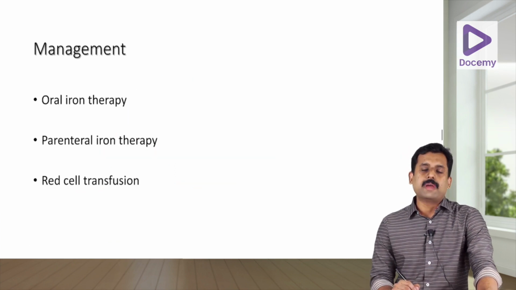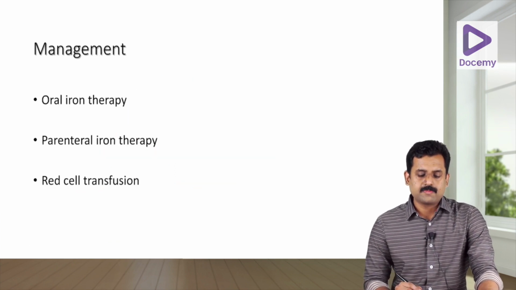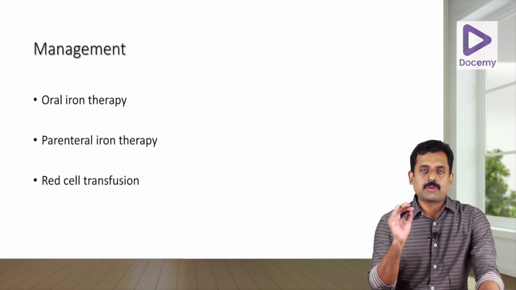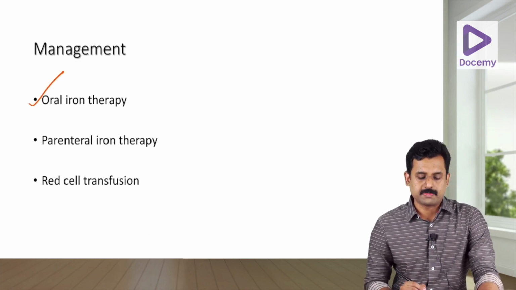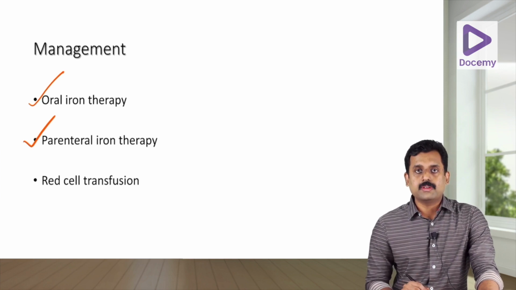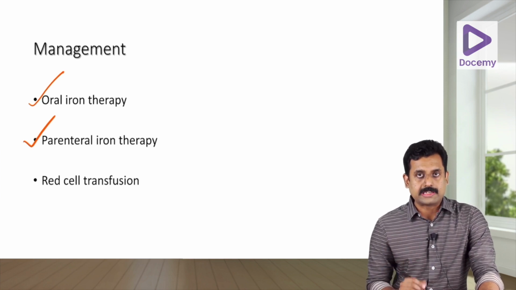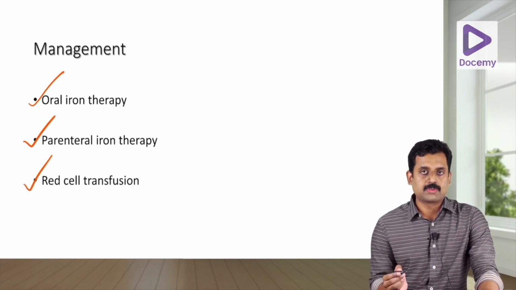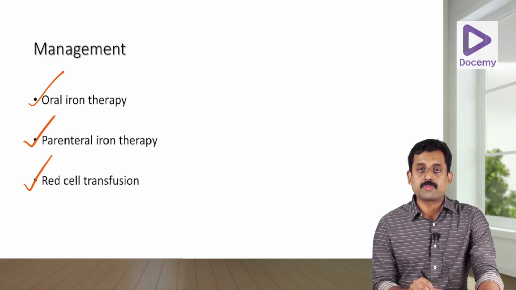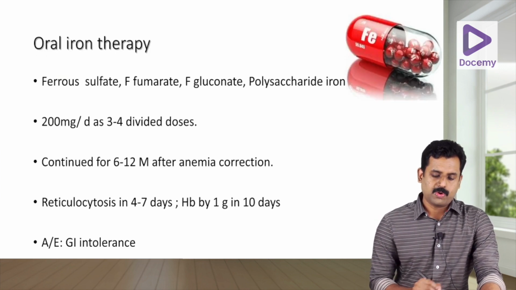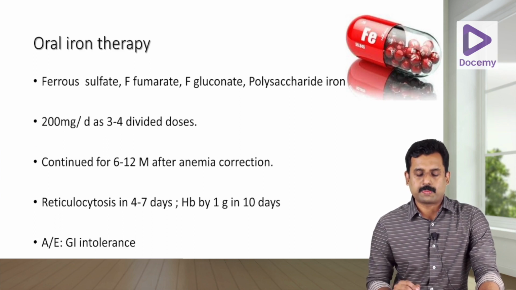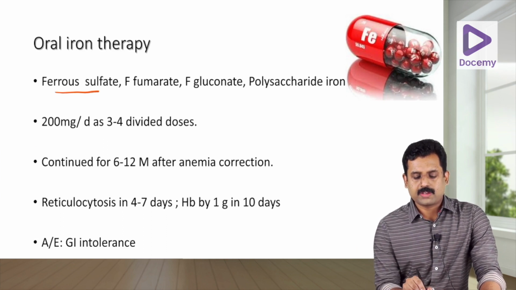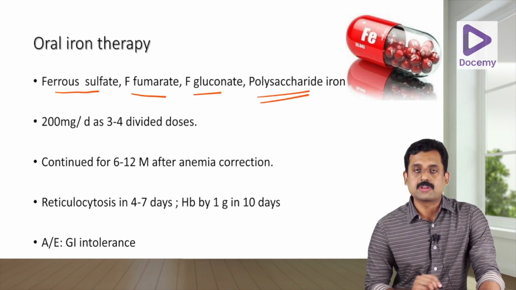Okay. Now, the management of iron deficiency anemia, this is a short note actually. There you have got three options. First is oral iron therapy, which is the most preferred method. Parenteral iron therapy or IV iron, which has got certain indications. And the last one, during the emergency phase, you can go for a red cell transfusion. So, more about oral iron therapy, you have got multiple preparations. You have got ferrous sulfate, ferrous fumarate, ferrous gluconate, and as well as these recent ones, polysaccharide iron.